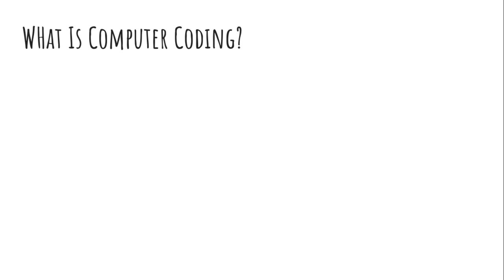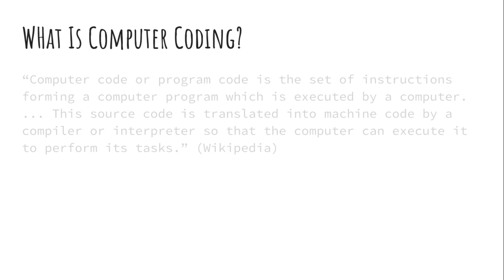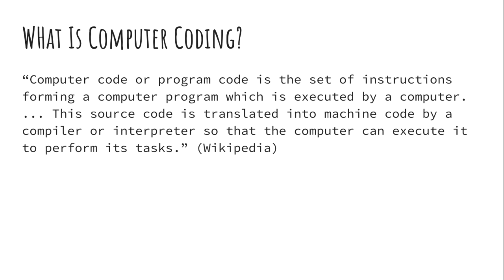So that brings us to the question, what is computer coding? So computer code or program code is a set of instructions forming a computer program which is executed by a computer. This source code is translated into machine code by a compiler or interpreter so that the computer can execute it to perform its tasks. And that's a nice straightforward definition from Wikipedia, and I find that helpful sometimes to get something straightforward and literal.